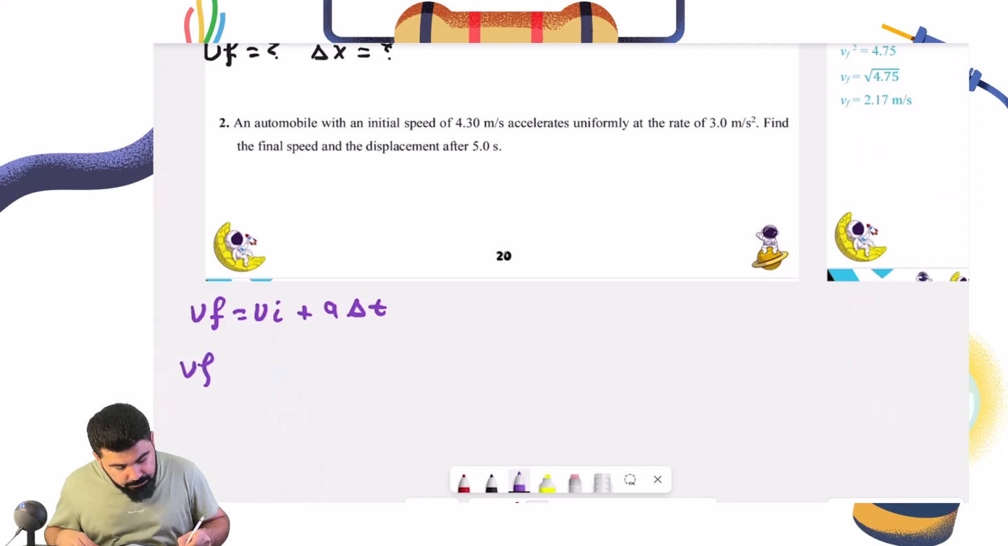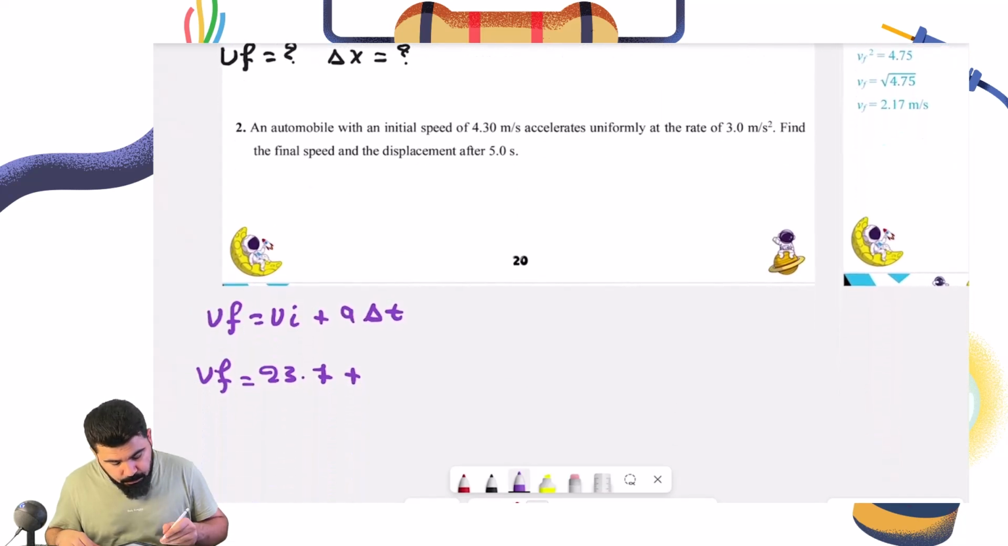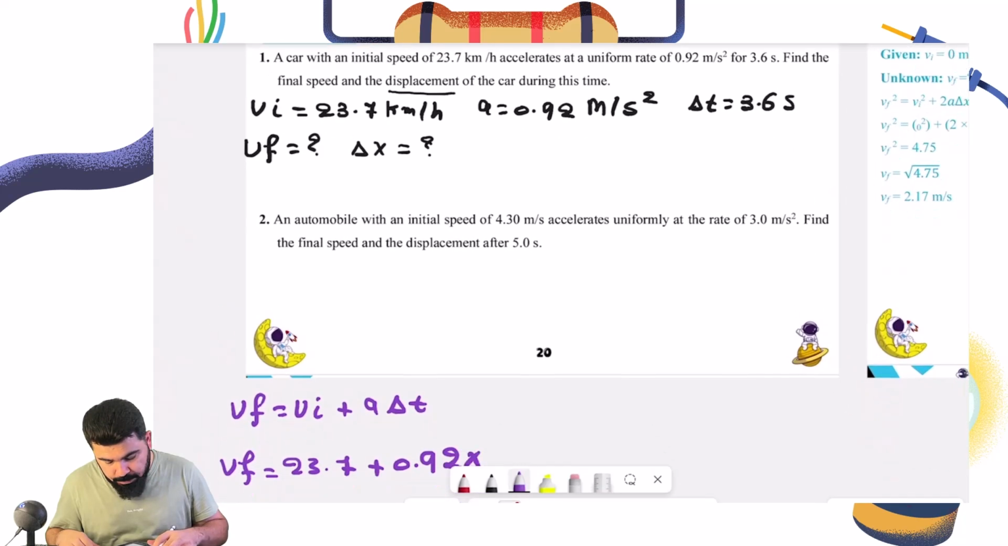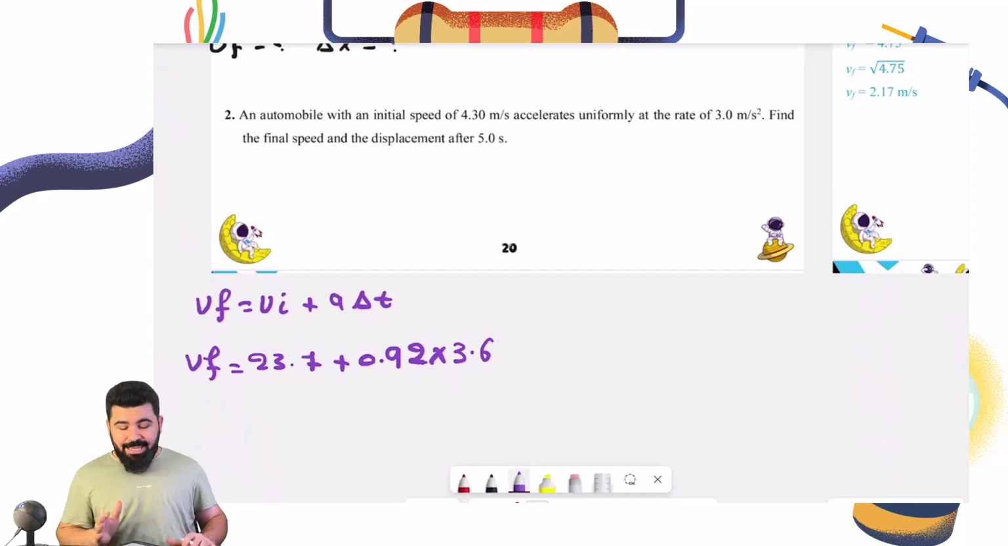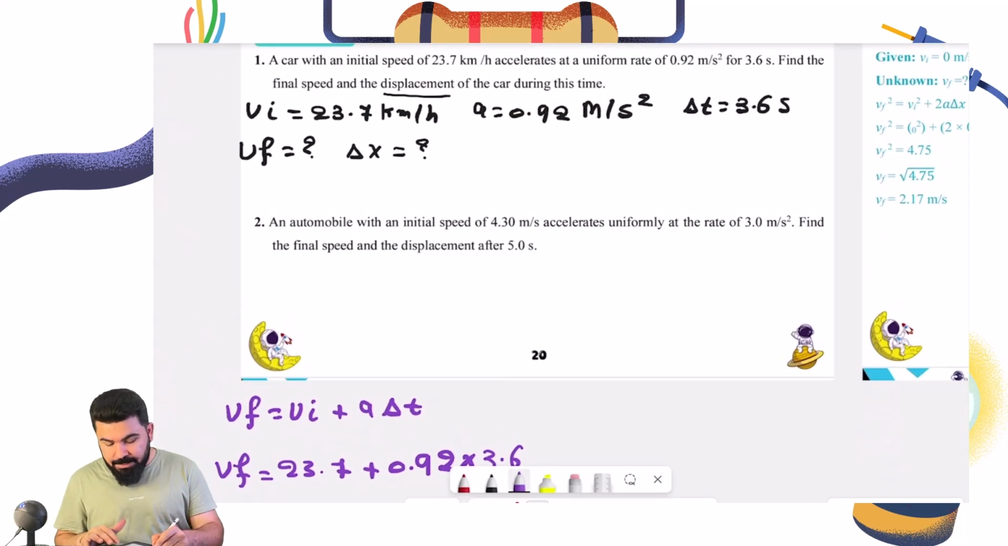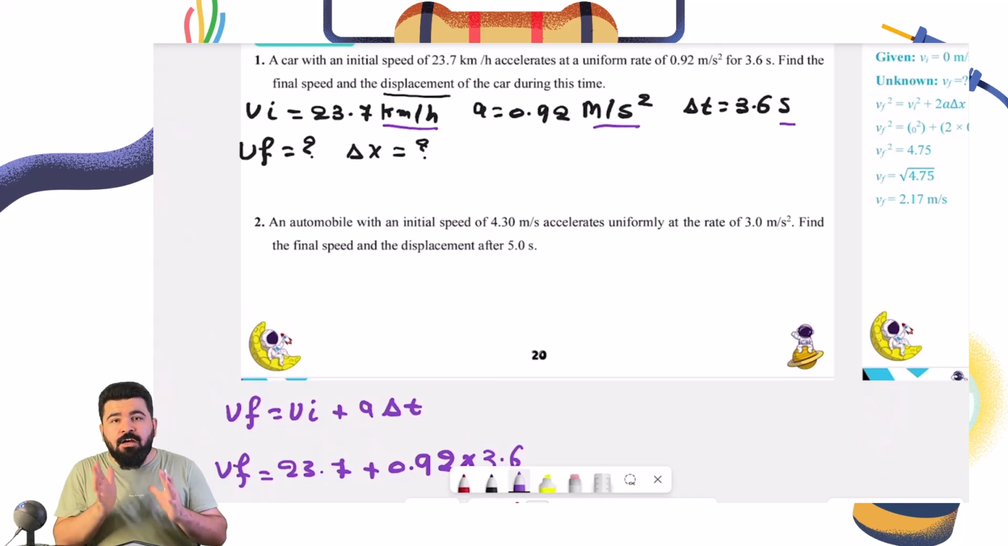V final is equal to 23.7 plus a, which is 0.92, times delta t, which is 3.6 seconds. Now guys, is this correct? No. Why? Think about it. Because this is kilometer per hour. You cannot use that in this equation. Why? Because you have meter per second and you have second here. The units are not consistent.